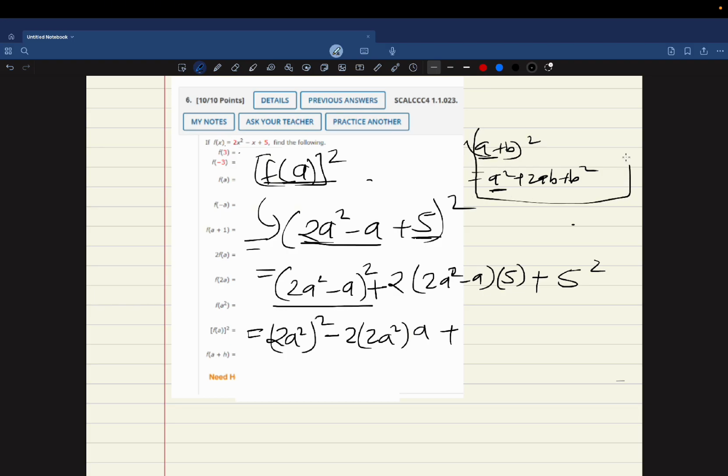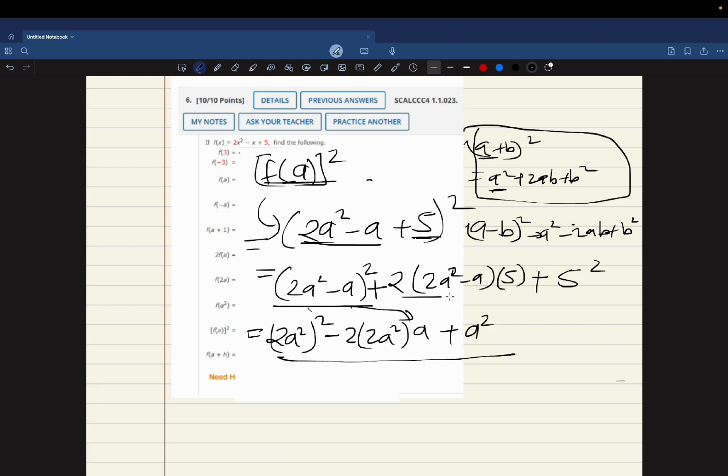So this is the formula of a plus b whole square, but in this case we have a minus b, so a minus b whole square is a square minus 2ab plus b square, so it's the same but with the minus. Okay, so a square minus 2 and then a is this, b is a, and then plus b square, which means a square. Okay, so this is this part.